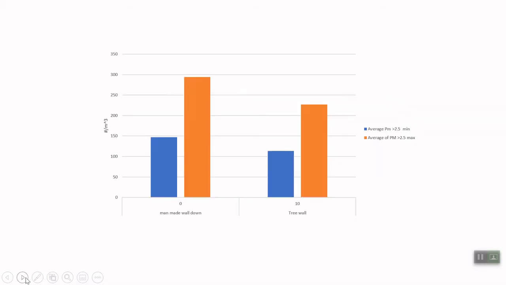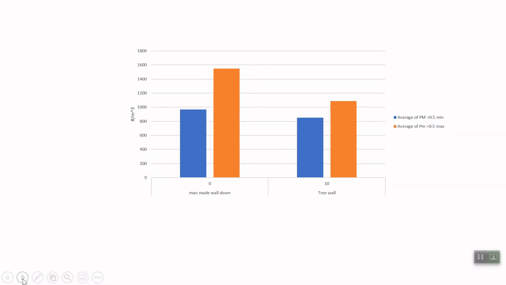We also plotted the measurements of the man-made wall against the combined measurements of the tree walls, because we took 2 tree walls. And you can see that the man-made wall concentrations are bigger than the tree walls. The same we did for the 0.5 measurements, both minimum and maximum values, and we see that the concentrations of the man-made wall are bigger.